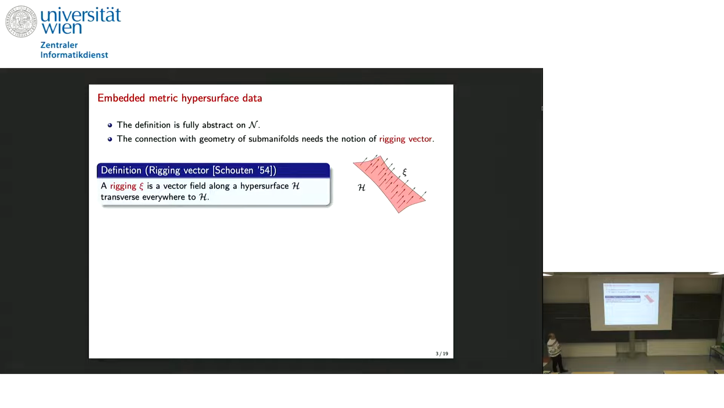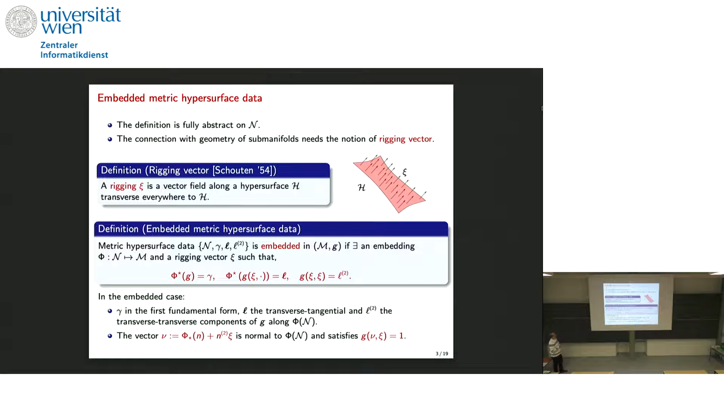To make the connection with the hypersurface case, one needs something called a rigging vector. Rigging vectors were introduced many years ago by Schouten already in '54, and it's also very natural. If you take a hypersurface H and you assume that this hypersurface is two-sided, then you define a rigging vector xi as a vector field along the hypersurface which is everywhere transverse. Since it's two-sided, you will have such a rigging vector, and with this definition you can connect these two quantities by the following definition.